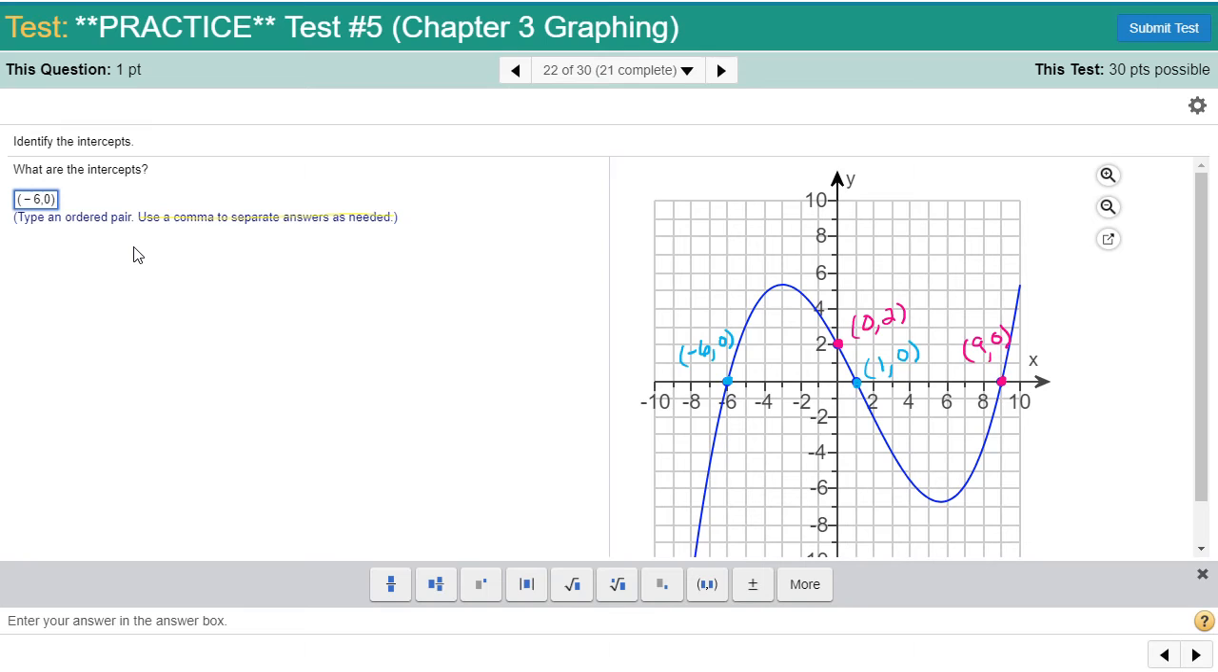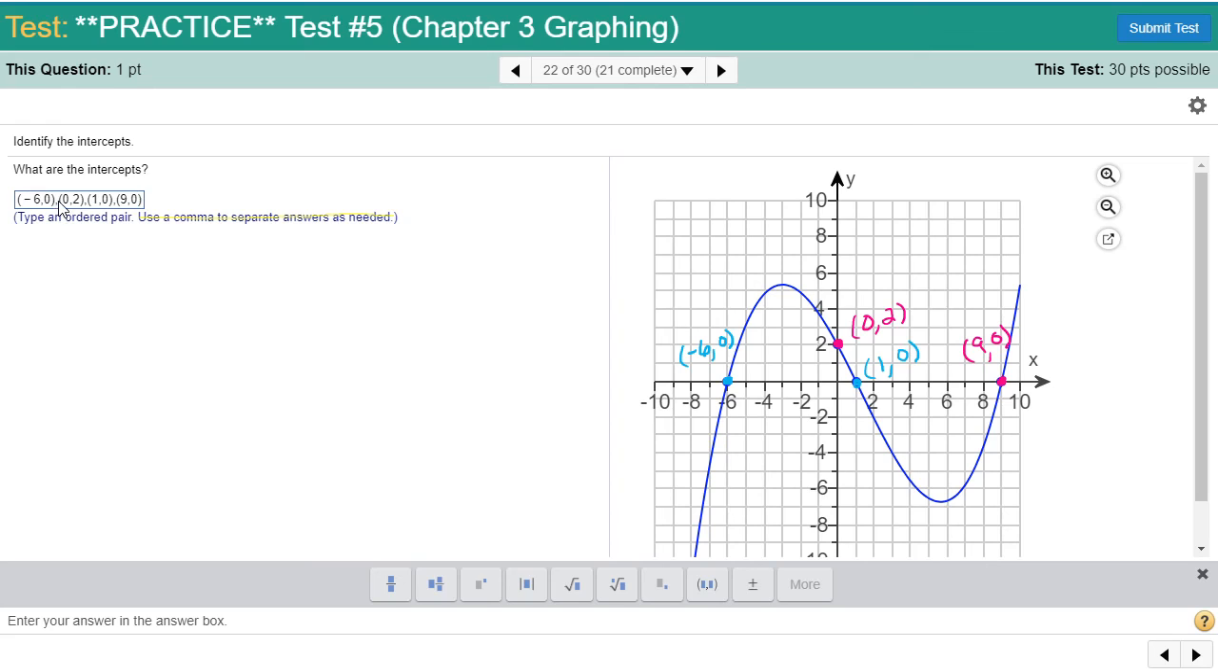So here's the first point, -6, 0, and I've got my parentheses, I've got my comma inside, and now I've got to list the next intercept. So I say comma, open another set of parentheses, and I'll type in the 0, 2, close parentheses, and now I've got to list another intercept, so I'm putting a comma in between, opening that set of parentheses. I'll type the 1, 0, close parentheses, and last but not least, I have to list that last intercept, 9, 0, so I have to use a comma. So I'll open the parentheses, type that ordered pair, and there we have it.